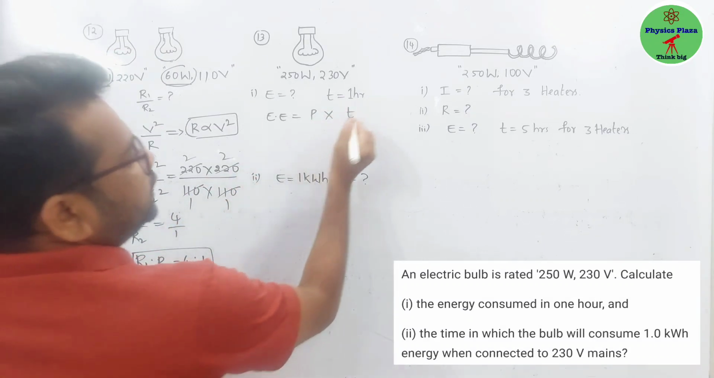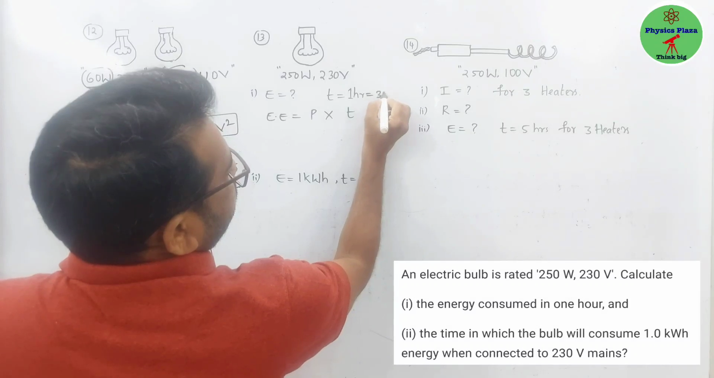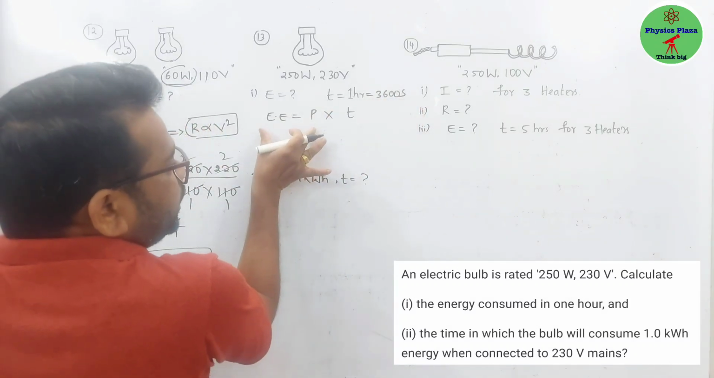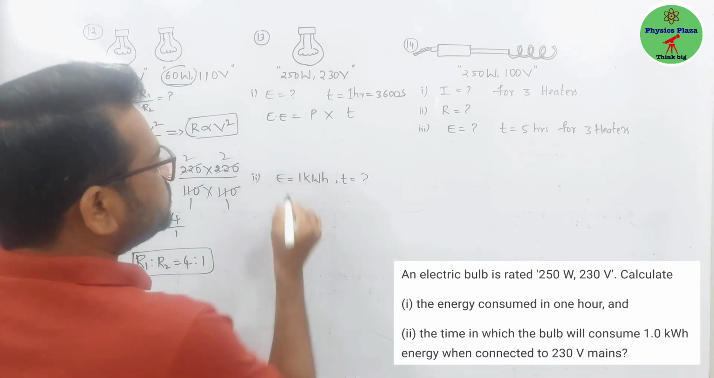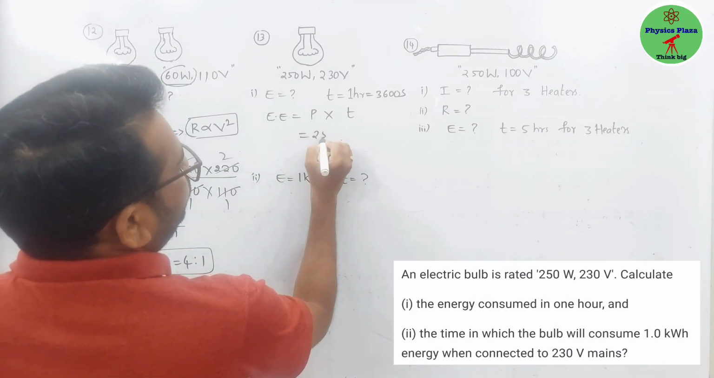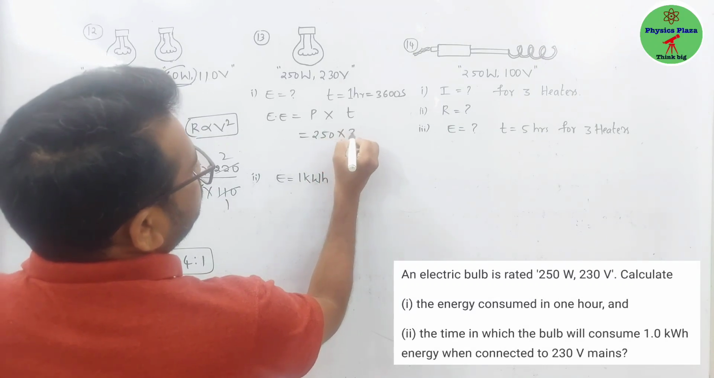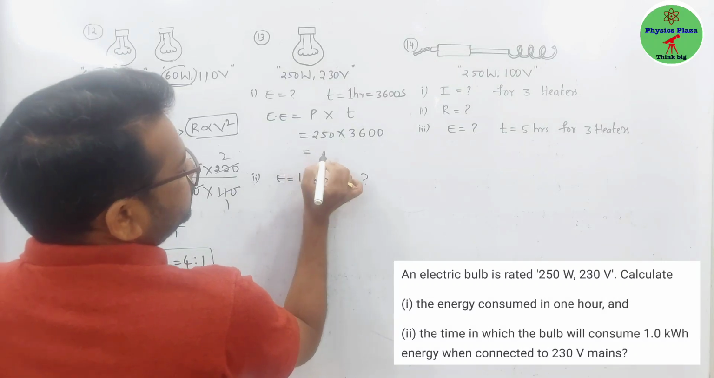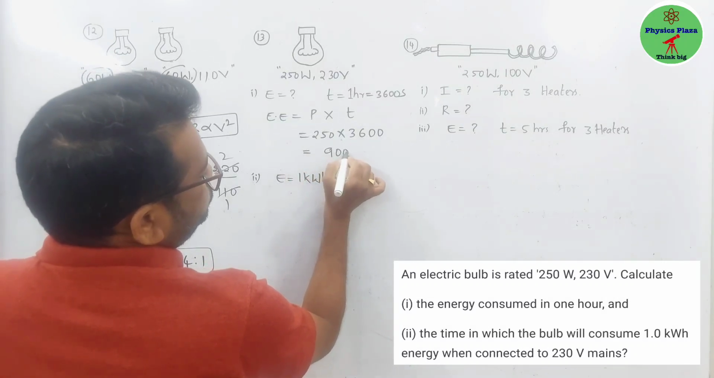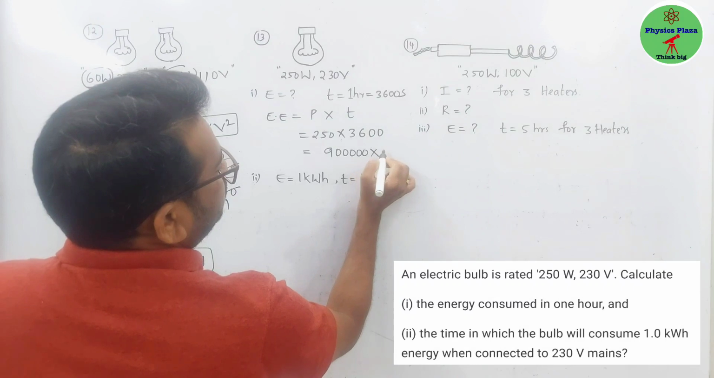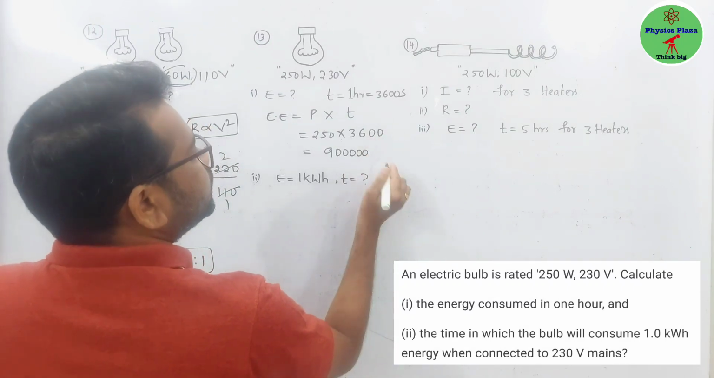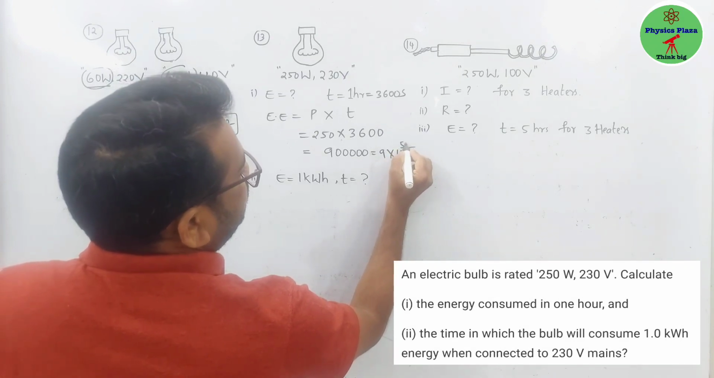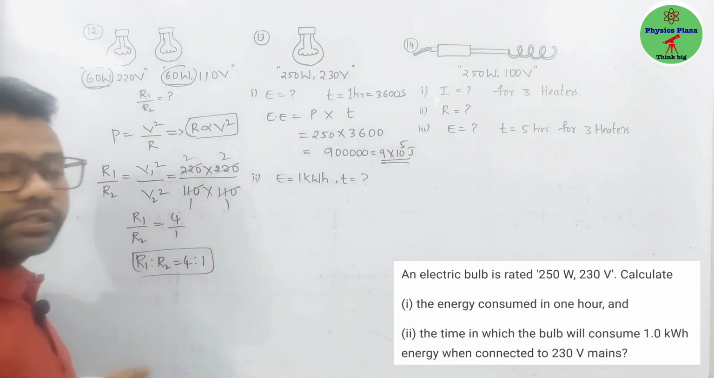So do one thing, let us convert this 1 hour into 3600 seconds. Then we are going to get an answer in terms of joules. So that is 250 into 3600. So this will be how much children? This is going to be 9, 1, 2, 3, 4, 5. That is 9 into 10 to the power of 5 joules. 9 into 10 to the power of 5 joules is the answer.